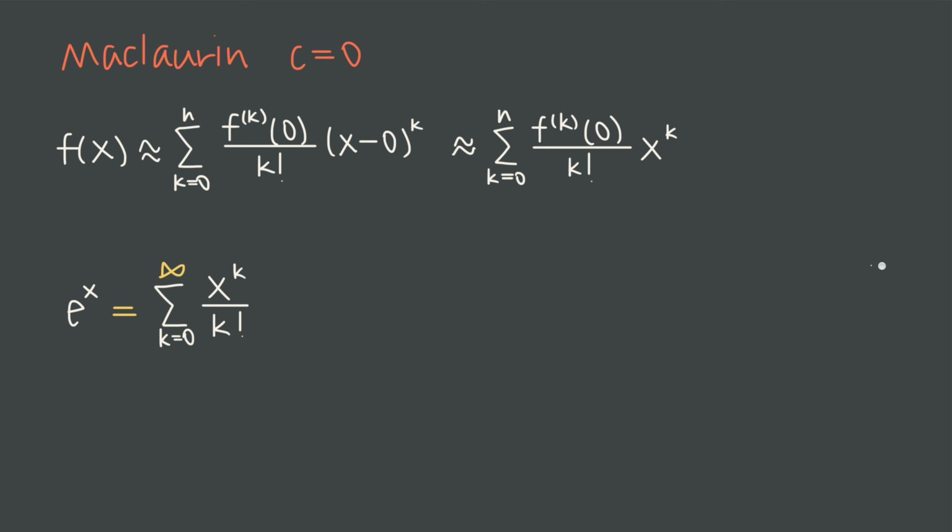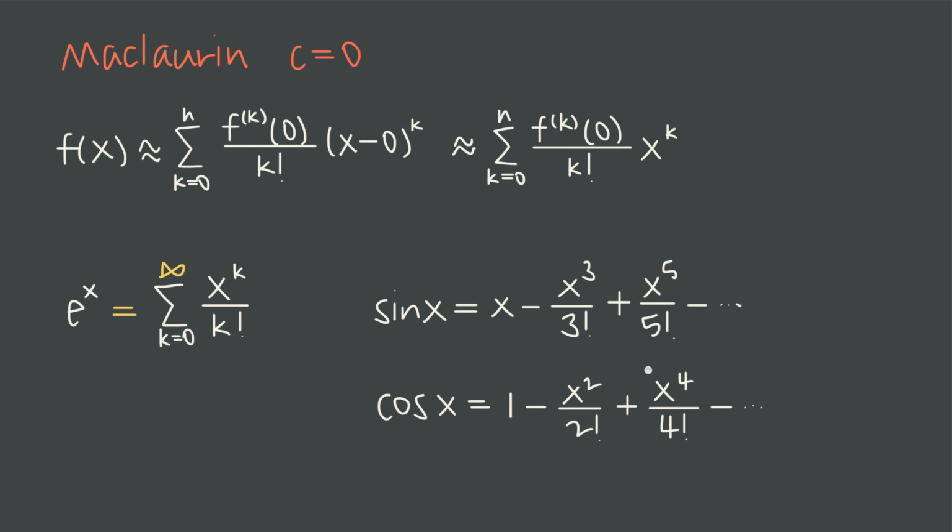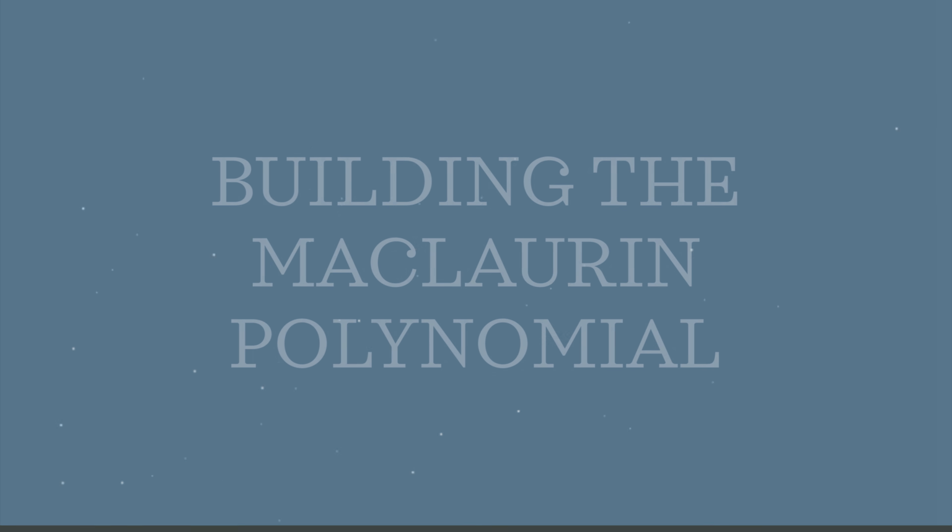In fact, two other functions, the sine function and the cosine function, also have an infinite interval of convergence. They also converge everywhere for all real numbers. This doesn't always happen. Sometimes we get a finite interval of convergence, but all three of these functions converge for all real numbers. Let's dive in and look at how to build the Maclaurin polynomial for cosine of x, and then show that its interval of convergence is all real numbers.